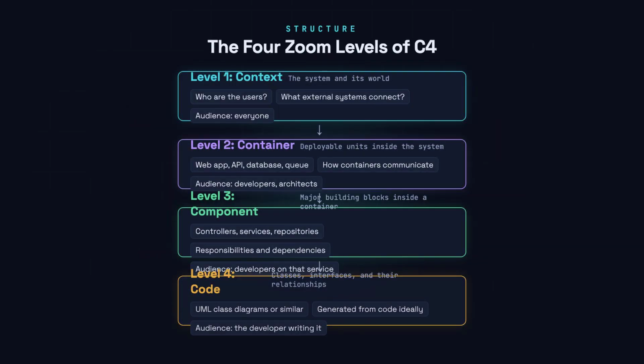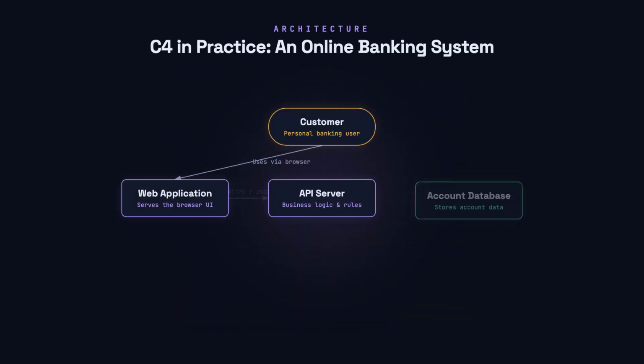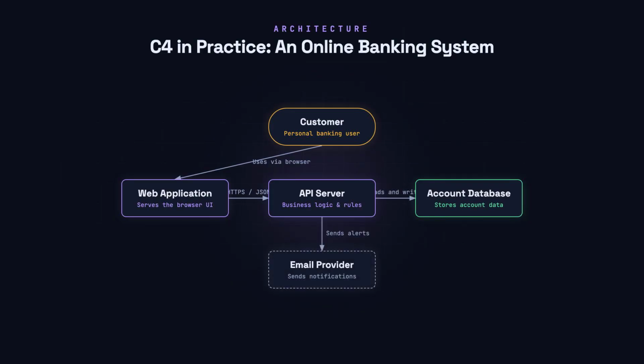C4 organizes architectural documentation into 4 nested levels. Level 1, the context diagram, shows your system as a single box and maps it against the people and external systems it interacts with. Level 2, the container diagram, zooms inside that box and reveals the independently deployable units. Think web servers, mobile apps, databases, and message queues. Level 3, the component diagram, zooms inside a single container to show its major logical parts. Level 4 goes all the way down to code, typically as class diagrams, though in practice many teams stop at level 3.